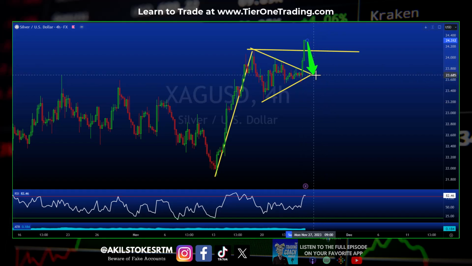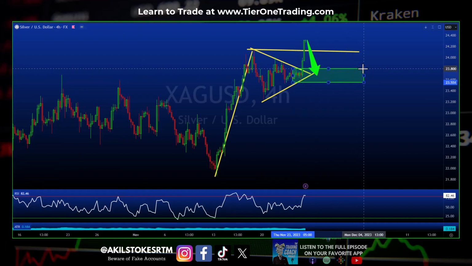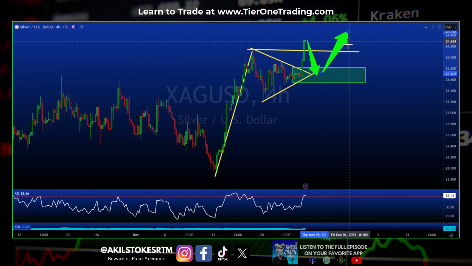This is the furthest that we should continue to, in my opinion. I'll draw a little box out for you if I can find it on here. If we violate this level right here, 23.55, that's not going to be a good sign for a continued break higher. I would look at that as more of a, technically it's not a false break, but I would assume that it would be a false break.